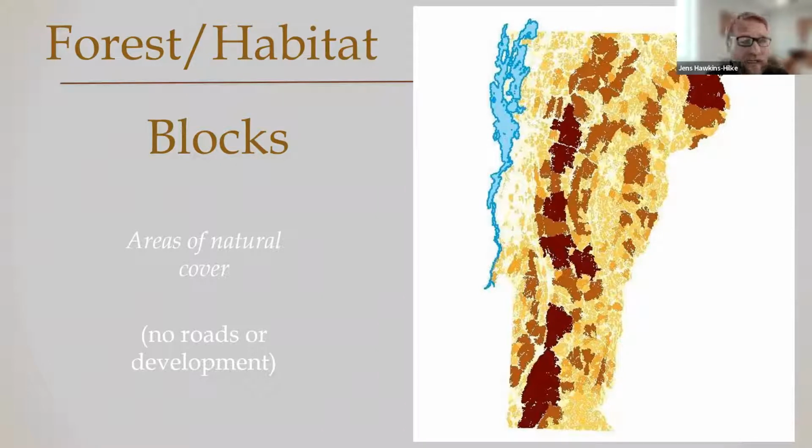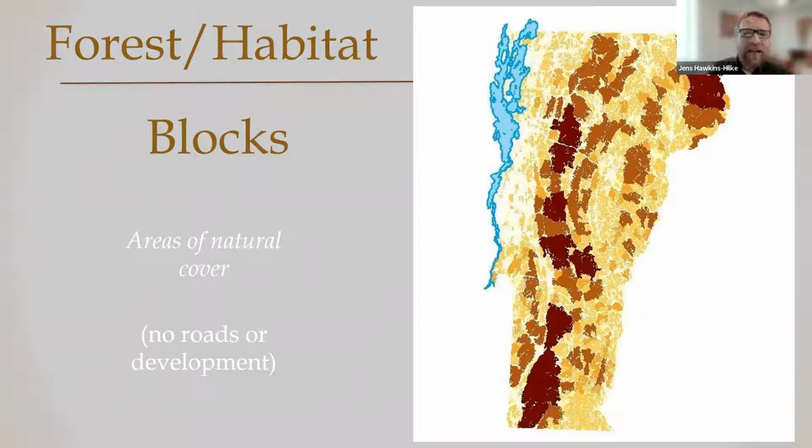And what you see on screen is colored by size. So the larger forested blocks in Vermont tend to fall along the spine of the Green Mountains and up into the Northeast Kingdom. And then there are a few spotted around. But really in the Champlain Valley and in the Connecticut River Valley, they're much smaller forest blocks, but they also have a lot of biological diversity.